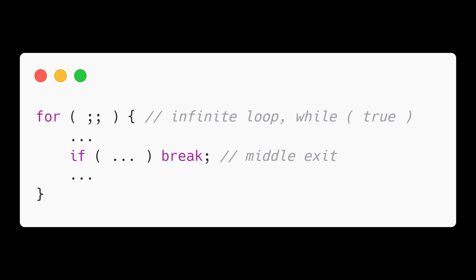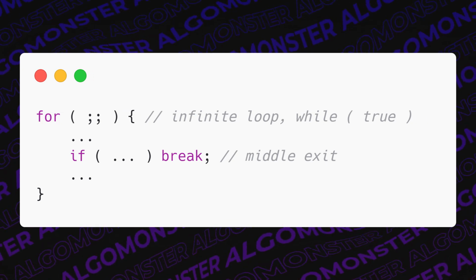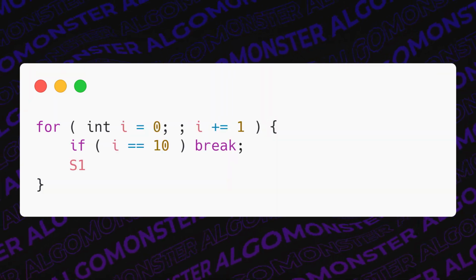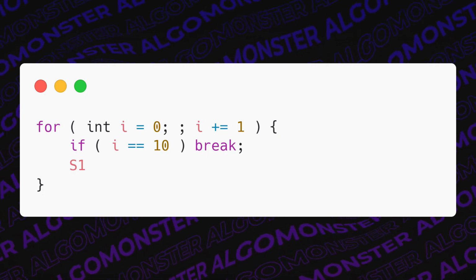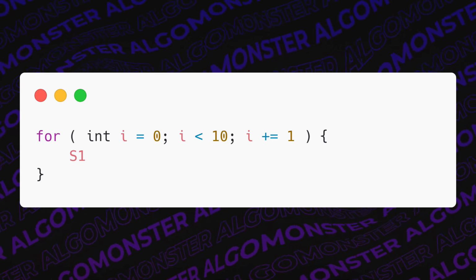Despite multi-exit loops being extremely useful, please, for the love of God, do not use multi-exit to simulate while or for loops, especially for for loop indexes. So instead of writing it like this, please just be normal and write it like this. Please, please, please.